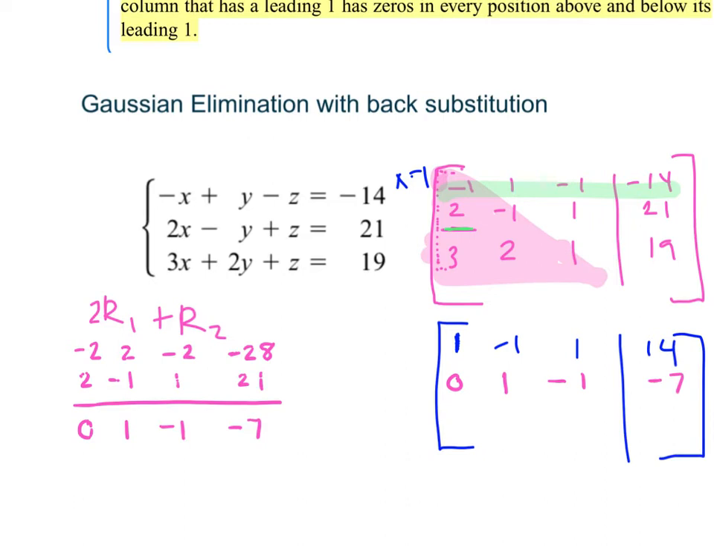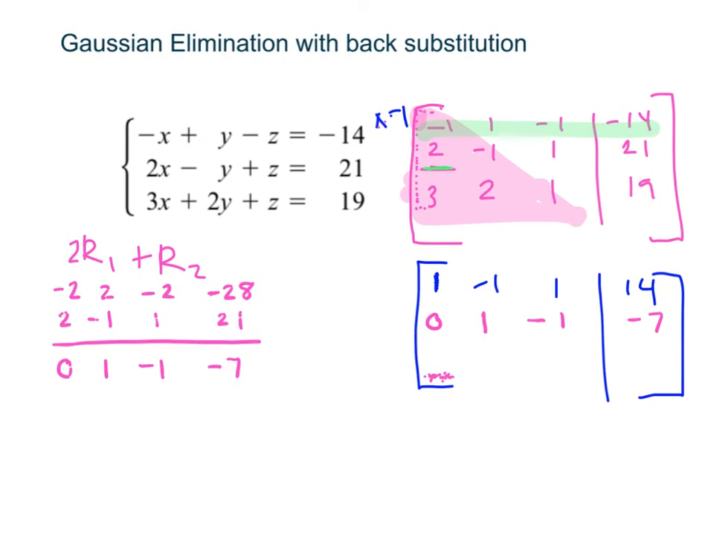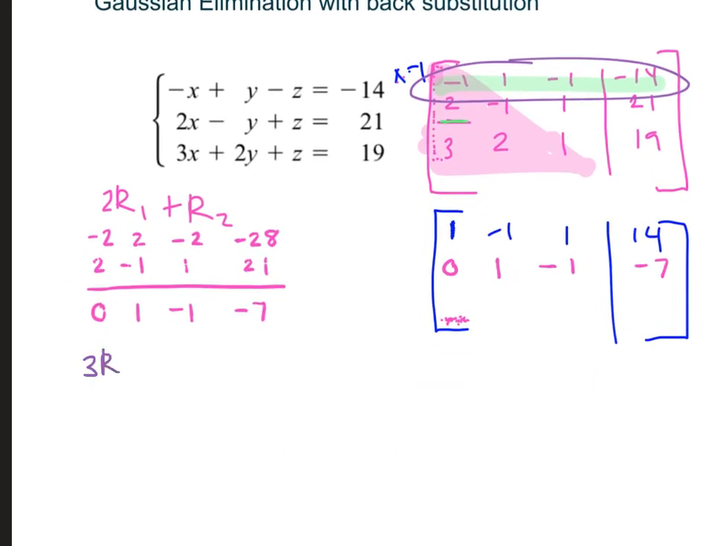We have to do the same thing for our third row because we want this number to be a 0 also. So what can we multiply by our first row to get it to cancel out with that 3 and get a 0 there? What can we multiply here? 3. Awesome. So we're going to multiply 3 by row 1 and add it to row 3.